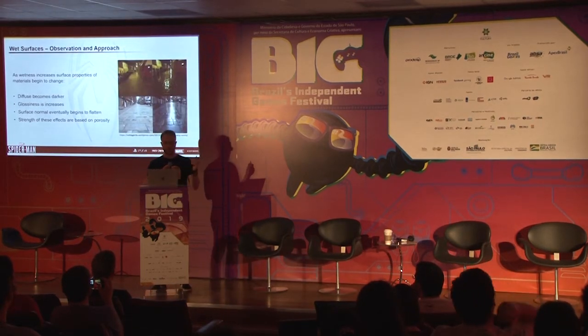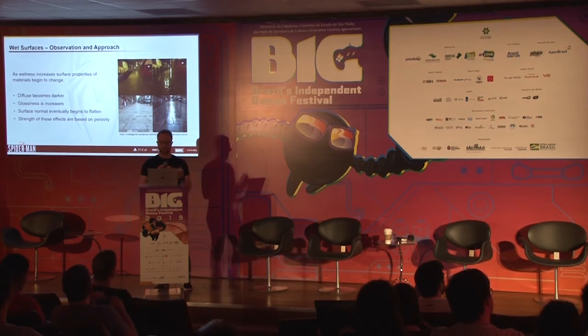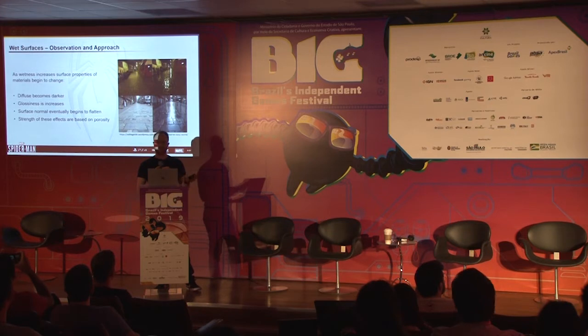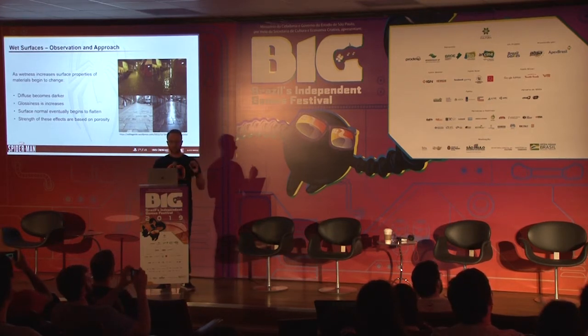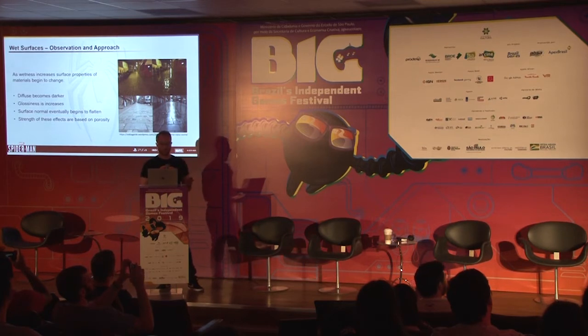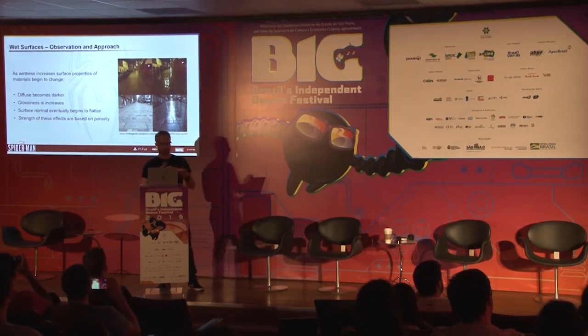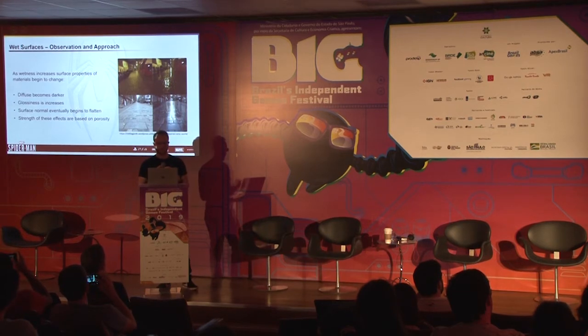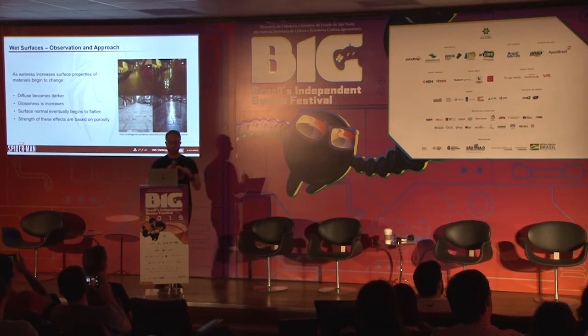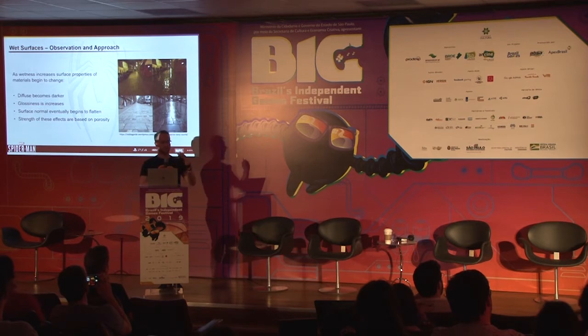So using a 2012 blog post by Sebastien Lagarde for reference, and since it doesn't rain in LA, we had to find reference elsewhere where it does rain. We observed that as surfaces become wet, their diffuse becomes darker, so their color gets darker, it becomes glossier, and it appears more reflective. As water begins to pool, the surface normal of the material becomes flatter, so you lose some of that normal map detail.